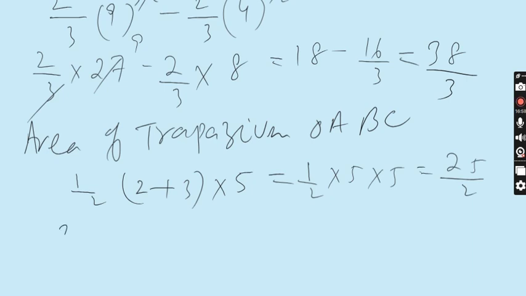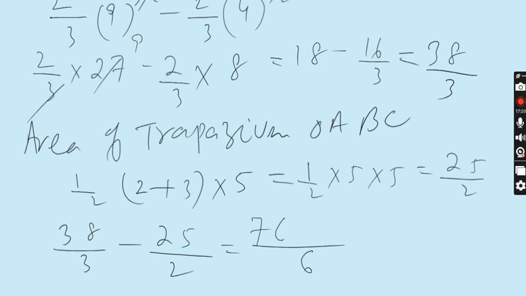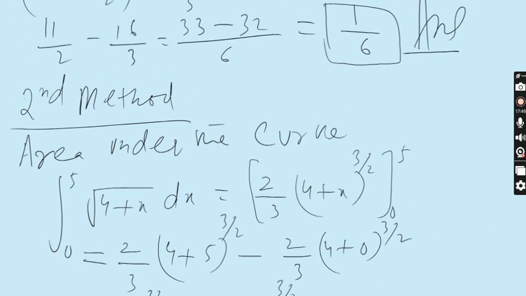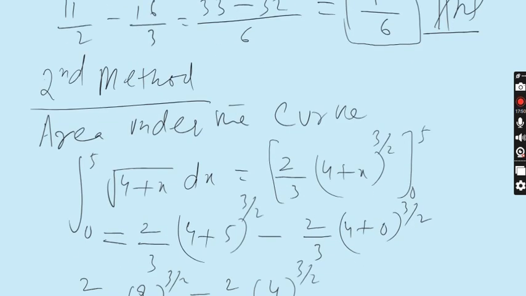Hence, the required area is the area under the curve, 38 upon 3, minus the area of the trapezium, 25 upon 2. Take the LCM, 6. 3 2s are 6, 38 2s are 76, negative 2 3s are 6, 25 3s are 75, 1 upon 6. You can see the answer is the same. So if we use any method and we get the same answer, it means the method is correct. Now the choice is yours, whether you apply method number 1 or method number 2. You will get the same answer.